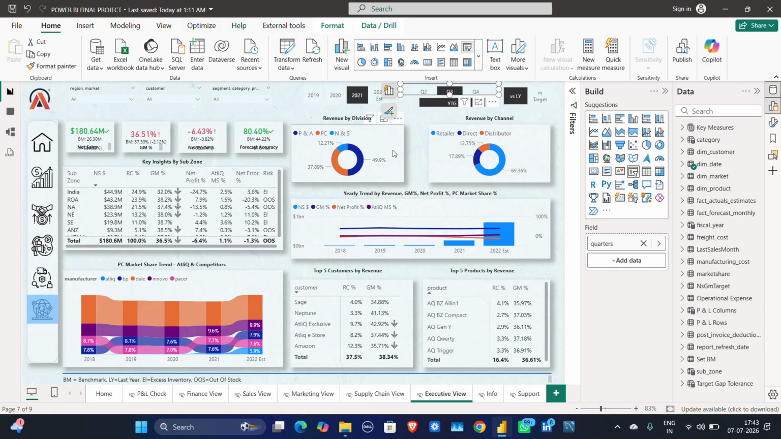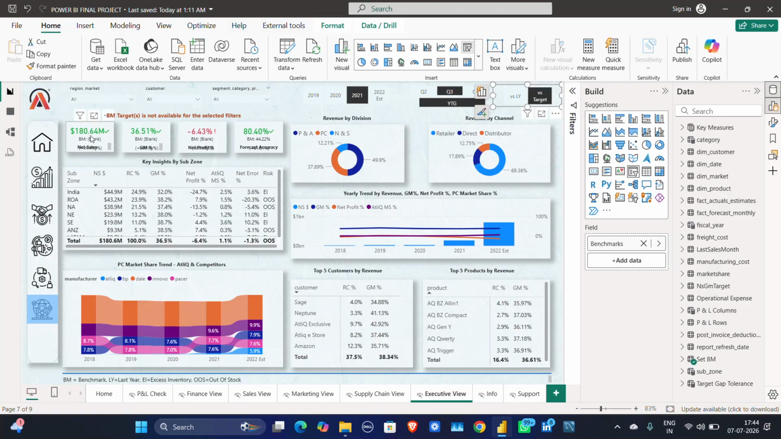Finally, we have two comparison modes, that's versus last year and versus target. So versus last year compares the selected metrics against last year, helping us understand whether performance has improved or declined compared to the previous year. Whereas versus target compares the current performance against the company's planned business target, allowing executives to quickly identify areas that are ahead of target or require attention.